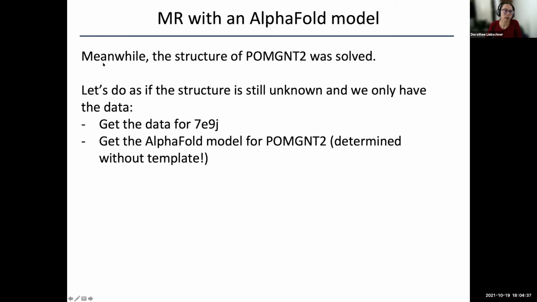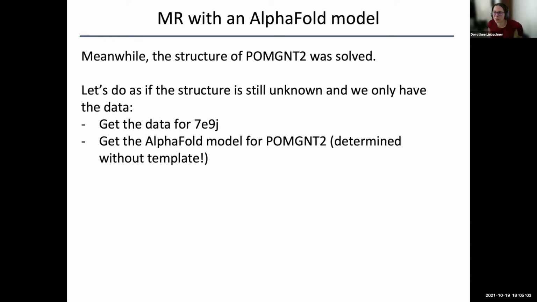Meanwhile, however, the structure of this protein was solved. So now let's do as if the structure is still unknown and we only have the data. We can get the data for this model. It's 7E9J. That's the code you can use to retrieve a structure from the PDB. And we can also get the AlphaFold model for this protein. And again, this was determined without the template.